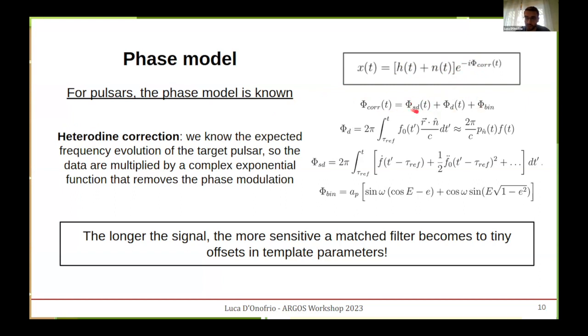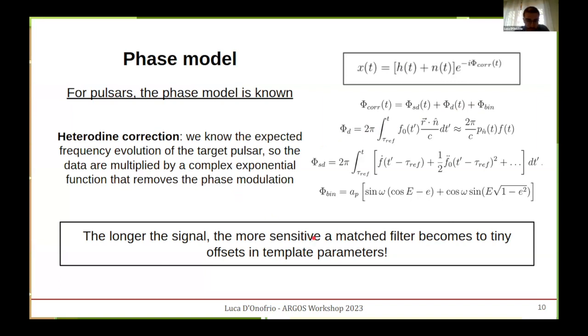You have the spin down, then the contribution of the Doppler effect, and then, if the pulsar is in a binary system, you also have a Doppler effect due to the orbital motion of the pulsar.